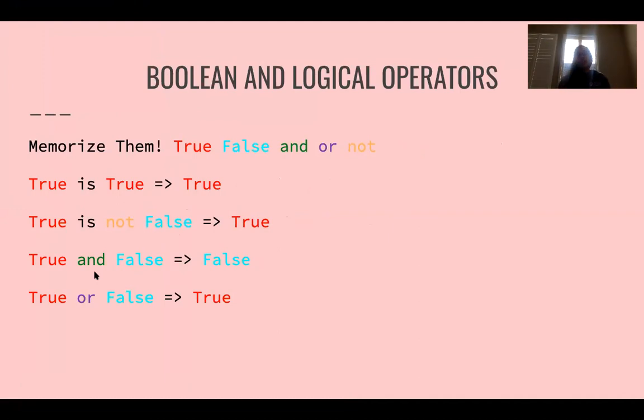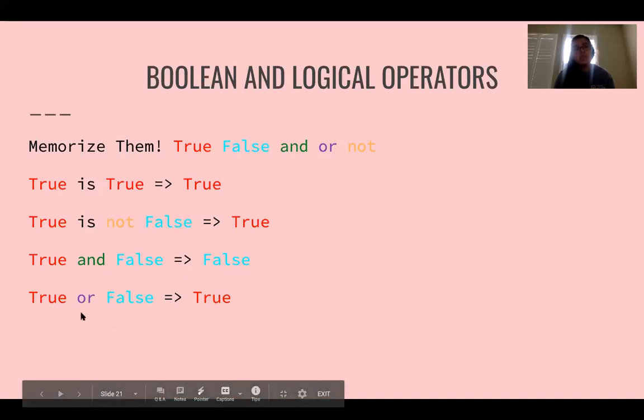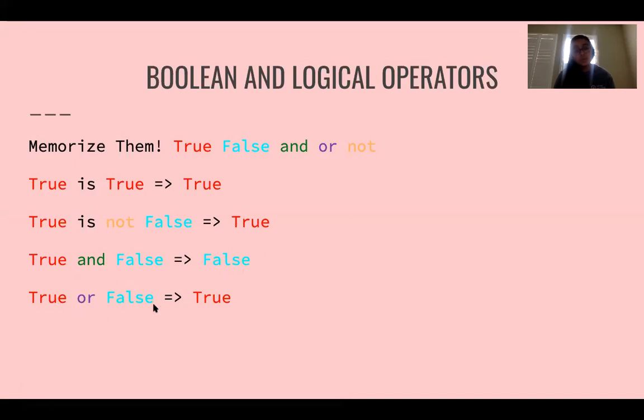And basically what and does is, if you have two statements, this first statement and the second statement, if both of the statements are true, then this statement will evaluate to true. But if either of them or both of them are false, then the statement will evaluate to false. So since you have one true and the other one being false, you evaluate to false. Or just requires one of the two to be true. So if one is true or both are true, the statement would evaluate to true. And if both are false, then the statement would evaluate to false. So as you can see, this evaluates to true.